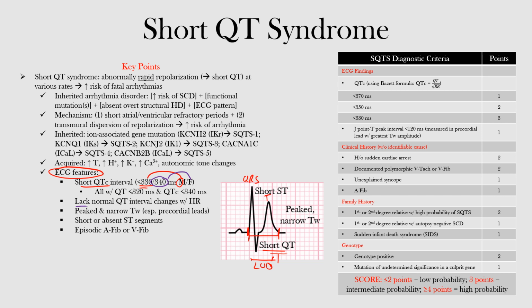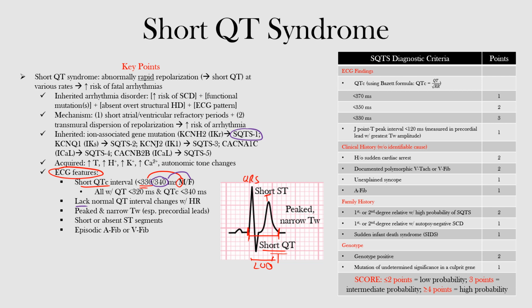So some other EKG features to be aware of have to do with the ST segment and the T-wave morphology. Typically, there is a short or absent ST segment with a T-wave beginning immediately after the S-wave, and the T-wave is usually peaked and narrow, especially in the precordial leads. Now, if you look at different types, you may see variations in the T-wave morphology, but this is a good example of short QT syndrome type 1, okay?